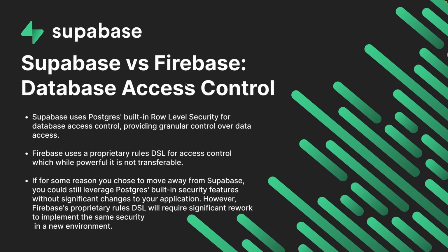Firebase uses a rules DSL, which is pretty powerful, but it can get pretty complex pretty fast, and it's only relevant on Firebase, or Google Cloud Firestore if you're using that. If you choose to move away from Supabase, fortunately you can still use all that row-level security stuff you've implemented. However, if you did the same on Firebase, it's not going to work out as well.